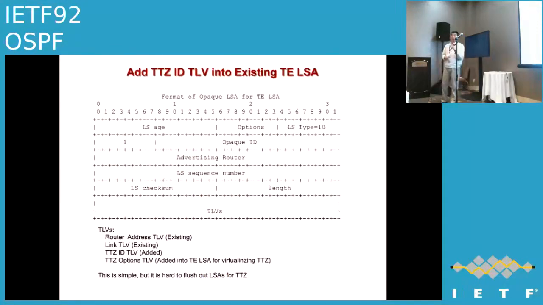So there are a couple of ways to make an extension to the protocol to virtualize the TDZ from traffic engineer's point of view. One way is that we just add some TLVs for TDZ into existing traffic engineer LSAs. Here for an OSPF TE LSA, we have the existing router address TLV and link TLV. Here we just add another TDZ ID TLV into the existing TE LSA. Optionally, we may add another TLV for TDZ.